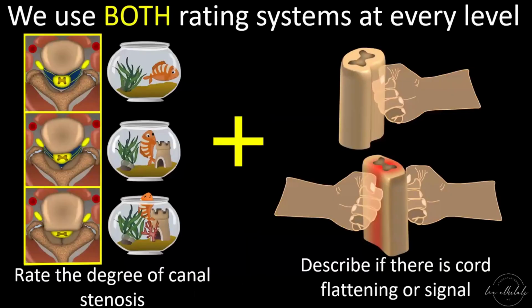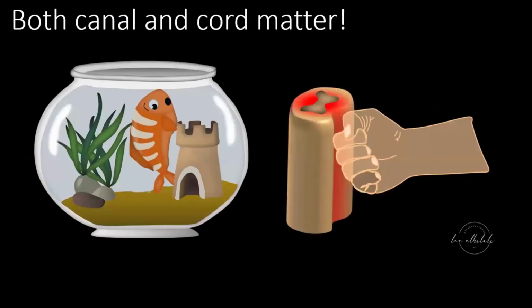So this is why we use both. For every level, you want to rate the degree of canal stenosis and the degree of cord flattening. And there's really not one classification system that encompasses these both. So I use both classifications at every single level I do. So remember, in the cervical cord, canal and cord both matter for degenerative findings.